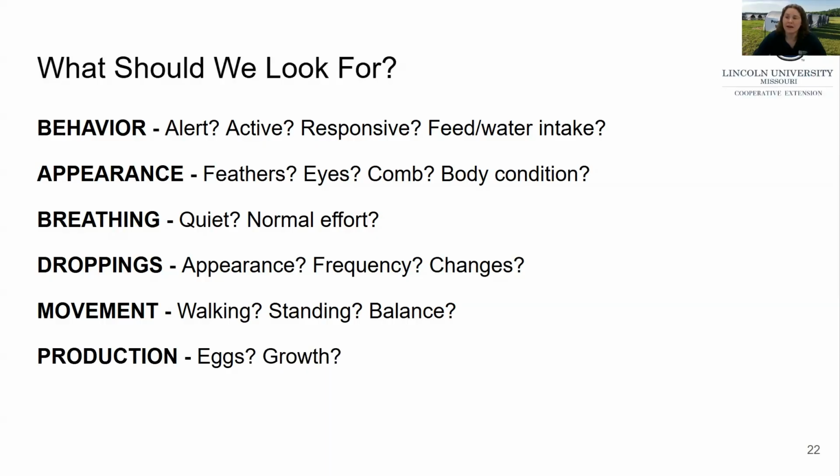Also, production, that can be information in and of itself. Is the bird producing the amount of eggs that they're expecting? Is it growing on its normal growth curve? Again, we don't have to go through this entire list every single time for every bird or every flock, but the point here is to develop the habit of looking at the whole bird and the whole situation rather than focusing on one single sign.